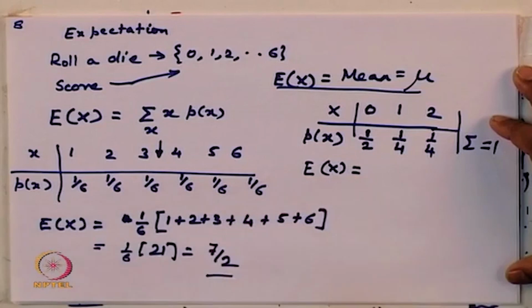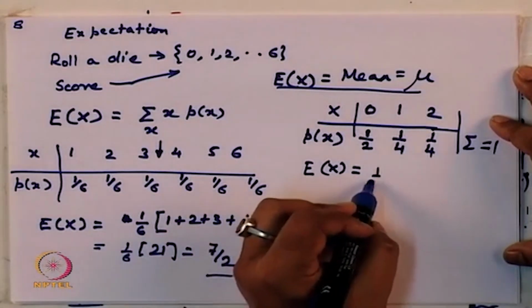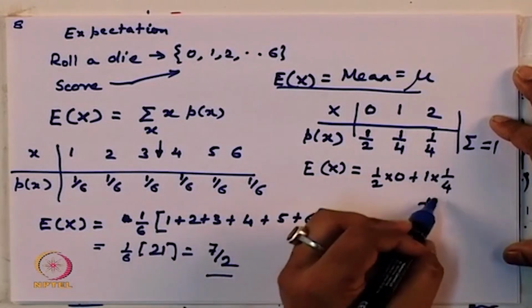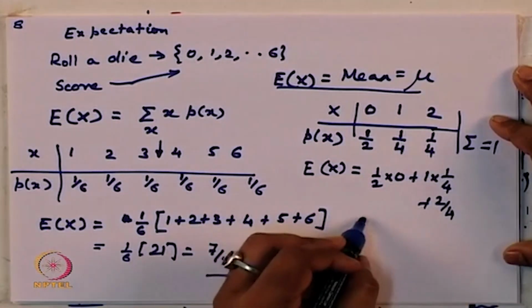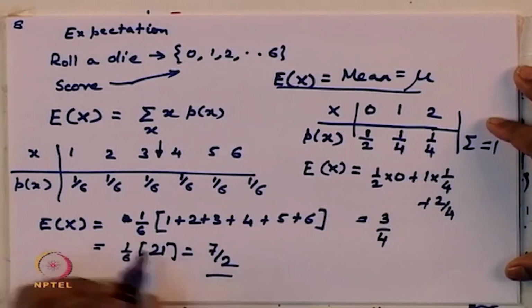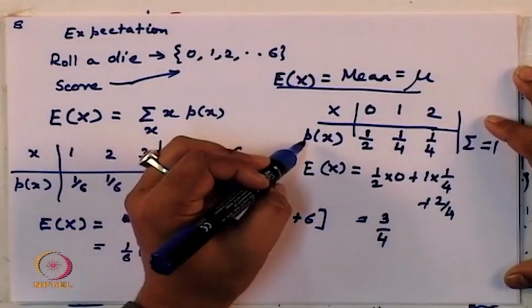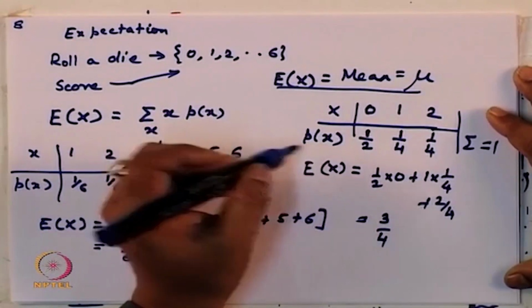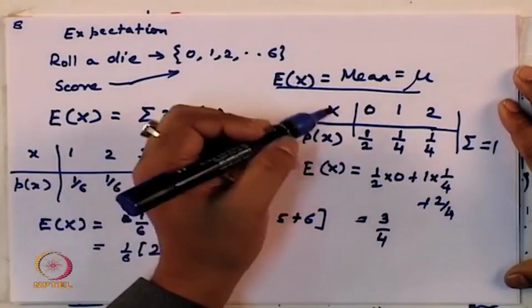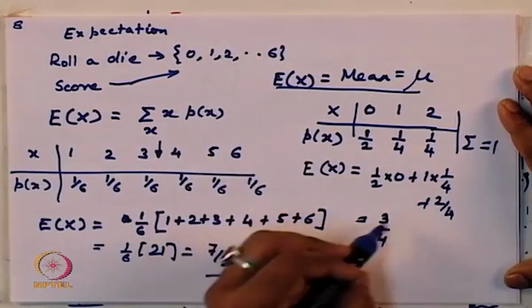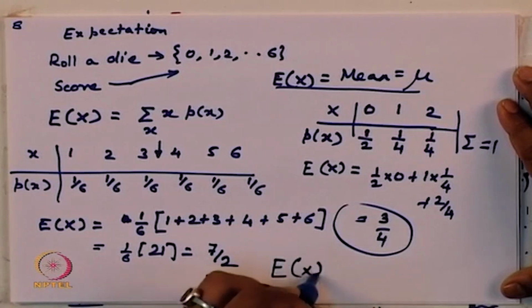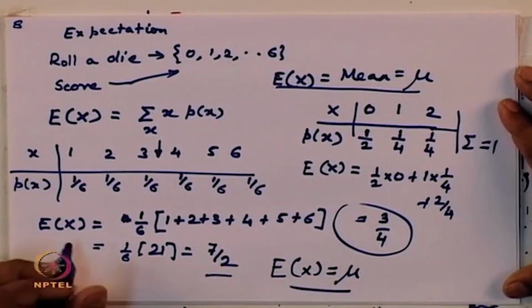E of x will give you a value of half into 0 plus 1 into 1/4 plus 2 into 1/4. So, 2 by 4 is equal to 3 by 4. If you take these as your weights, your weighted average of these is nothing but this value itself. So, expectation always gives you the value of mean.